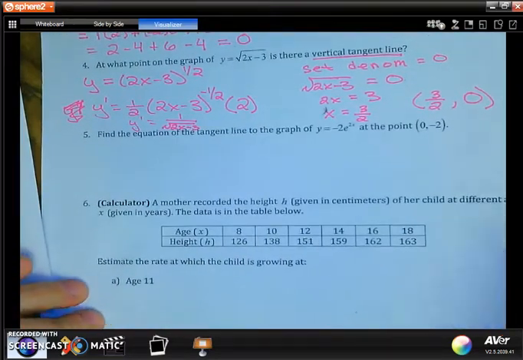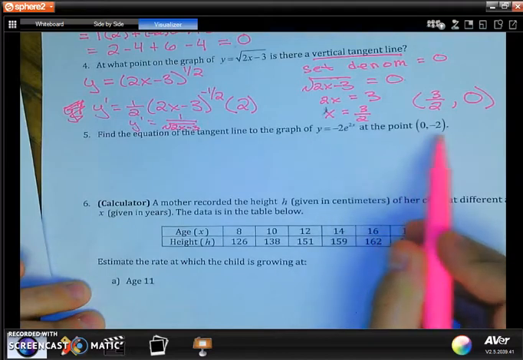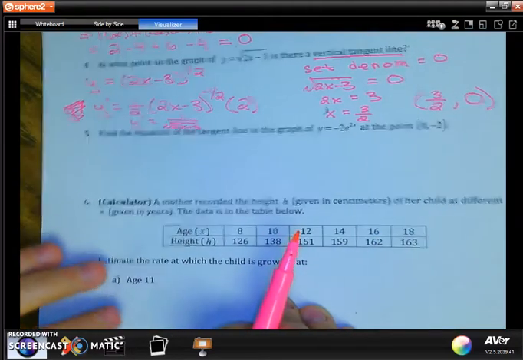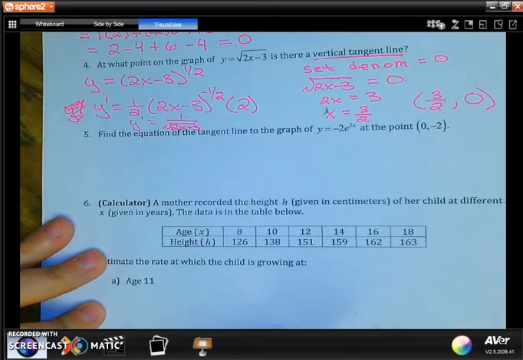So 5, find the equation of the tangent line to this graph at the point. Oh, this is nice because they gave us the x value and the y value of the point. When you see equation of the tangent line, you should be thinking take a derivative, then use the point slope formula. So I'm going to take the derivative and then use the point slope formula.